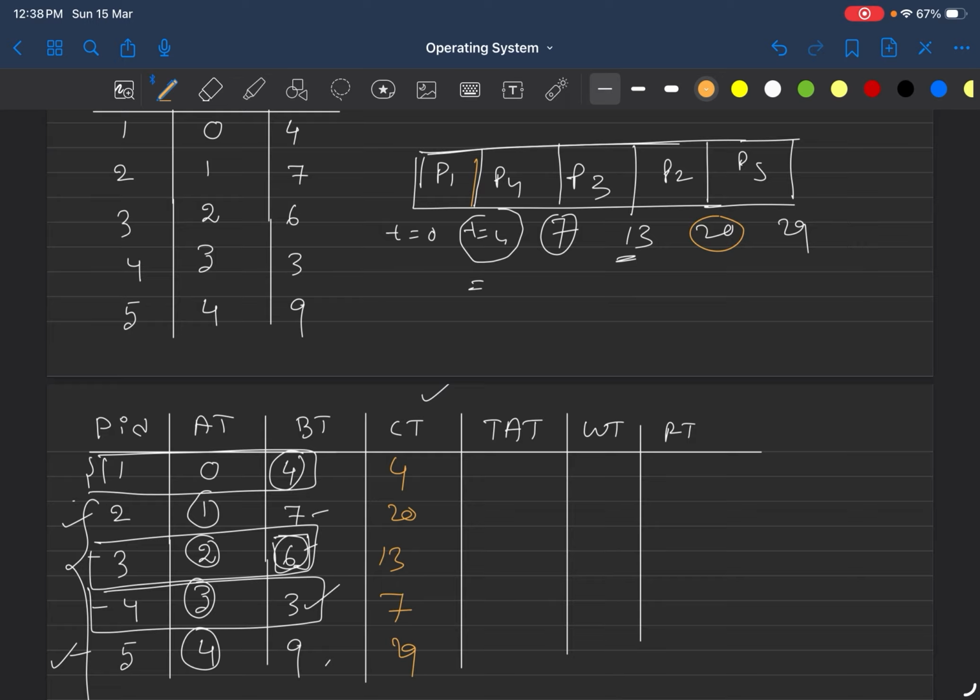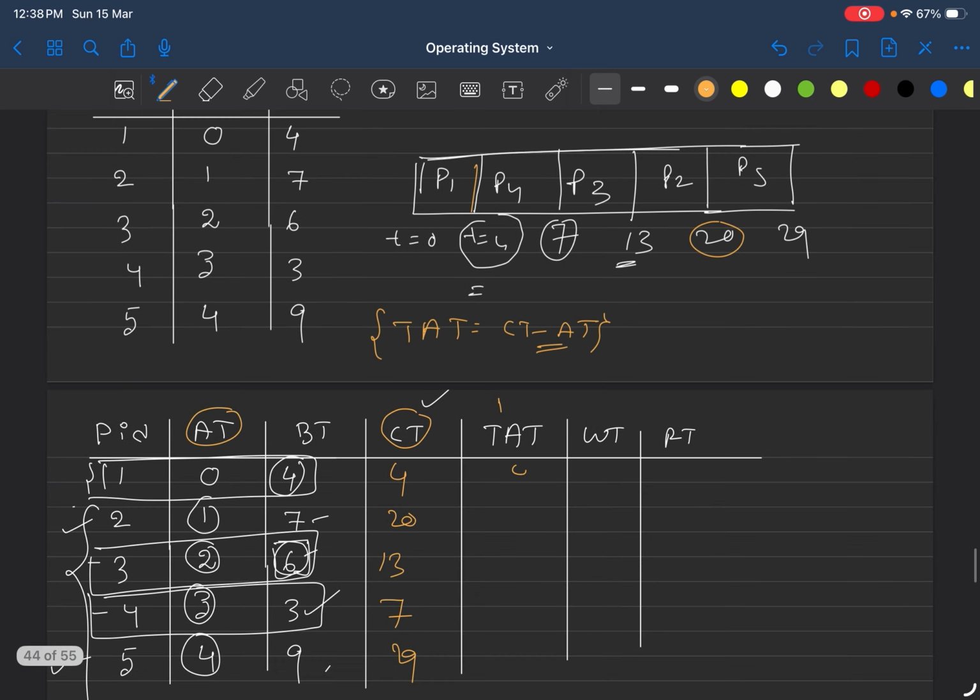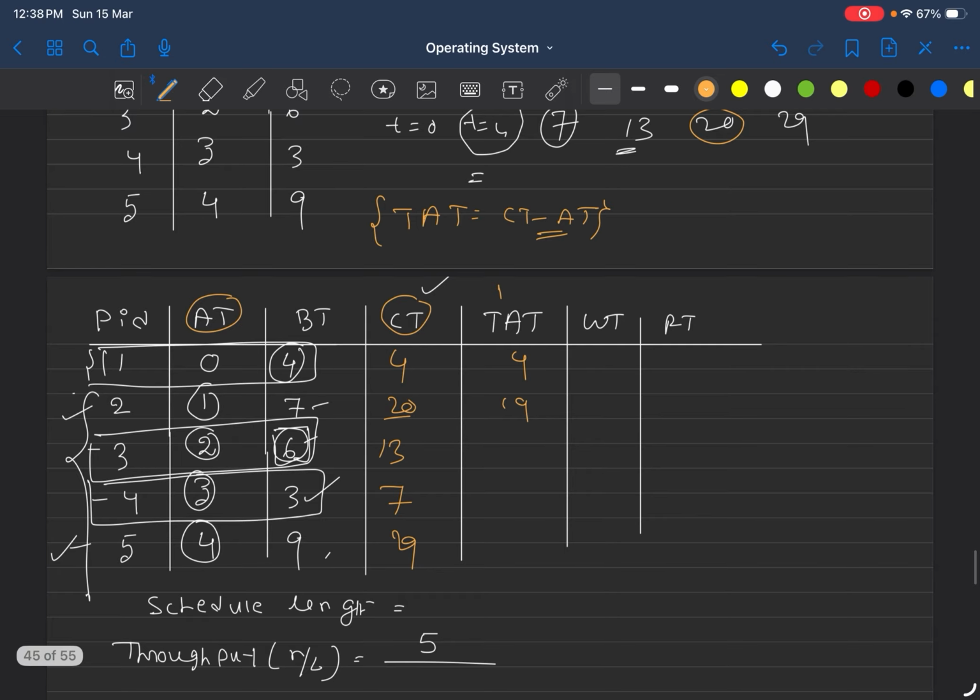Now, what is the turnaround time? As we all know, turnaround time is the completion time minus arrival time. If you don't know how it is, please go back to the older videos and follow the playlist. So 4 minus 0 is 4. 20 minus 1 is 19. 13 minus 2 is 11. 7 minus 3 is 4. 29 minus 4 is 25.